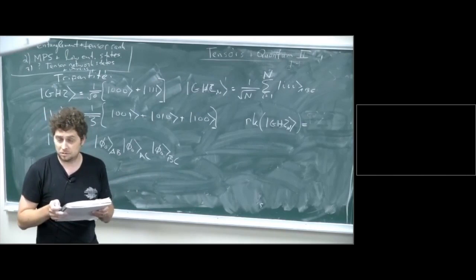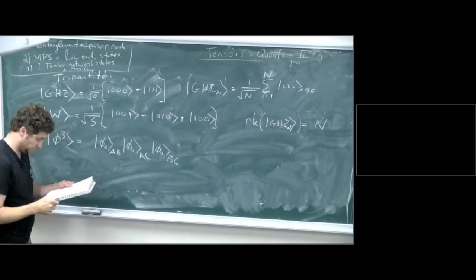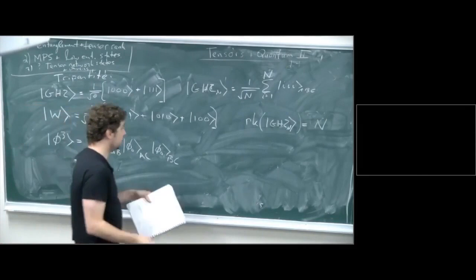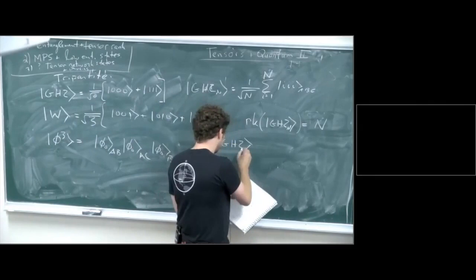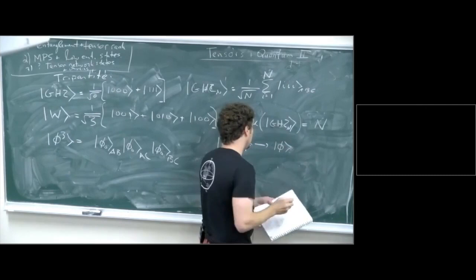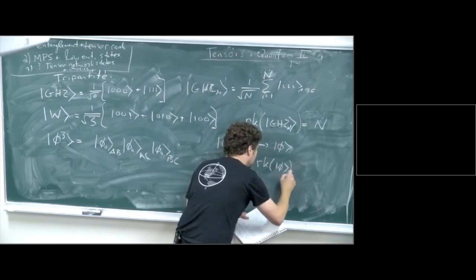Two, yes. For this one, it's two, and in general, it's just n. Okay. And that tells us actually that I can use a GHZ to generate any state phi exactly when the rank of phi is less than or equal to n.